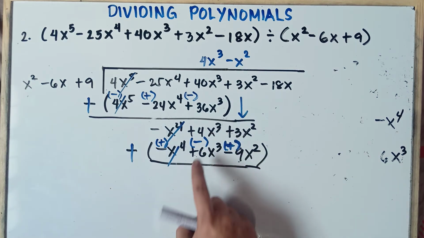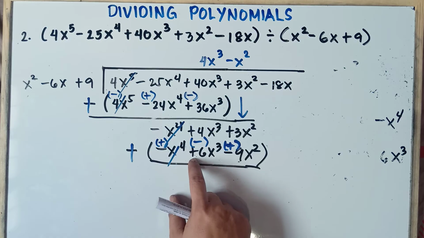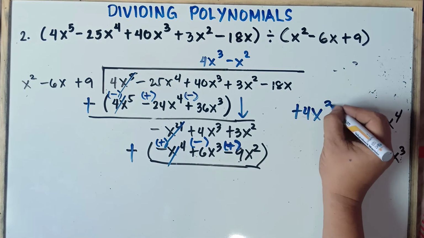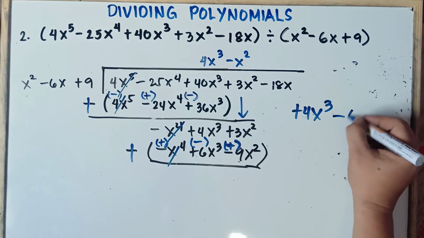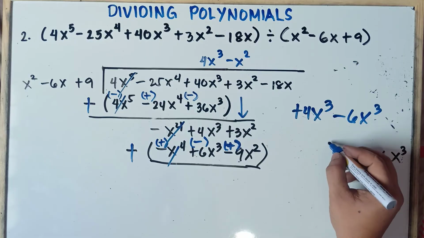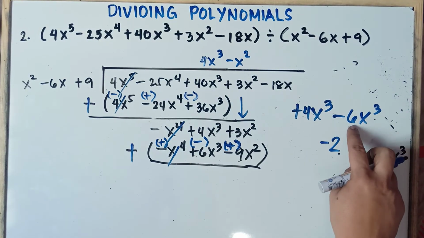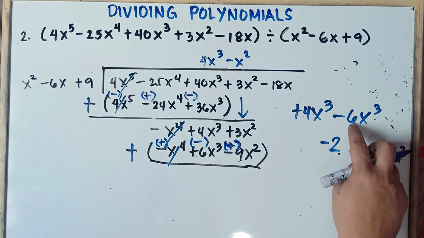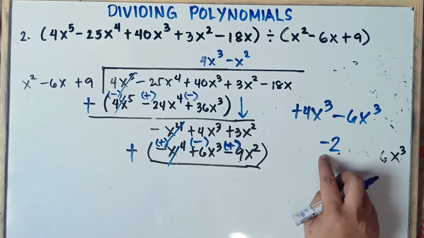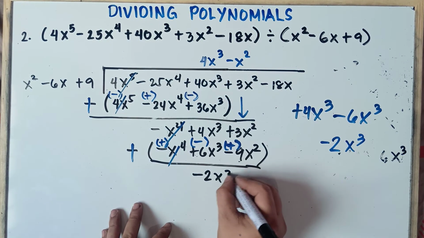And then this one, class, positive 4x cubed minus 6x cubed. So the addition becomes minus. Of course, unlike signs, positive 4x cubed then minus 6x cubed. If the signs are not the same, you subtract. 6 minus 4 is 2. Copy the sign, that would be negative 2 because 6 is greater than 4. So negative 2, copy x cubed. Alright, so negative 2x cubed.